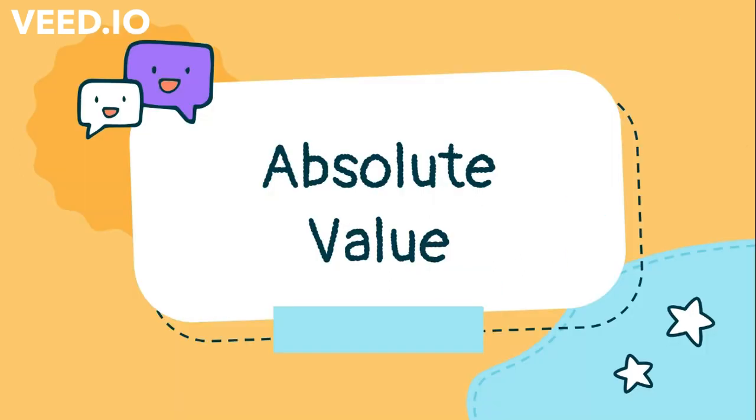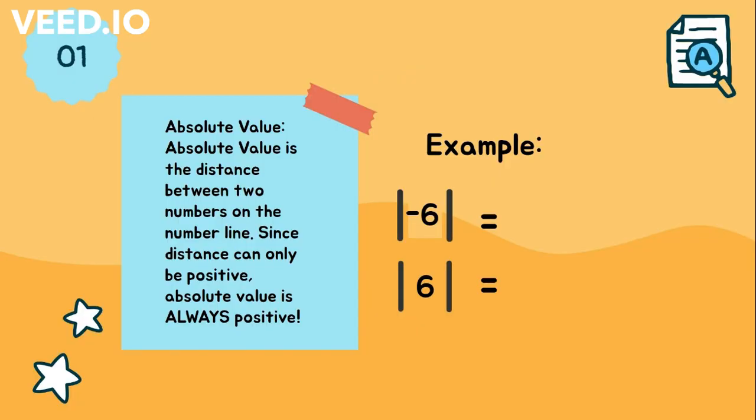So let's start off by knowing what absolute value is. Absolute value is the distance between two numbers on the number line. Since distance can only be positive, absolute value is always positive.